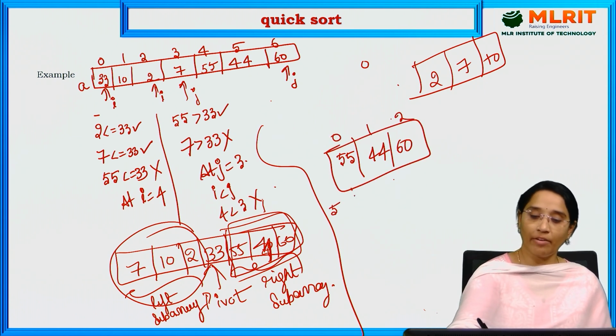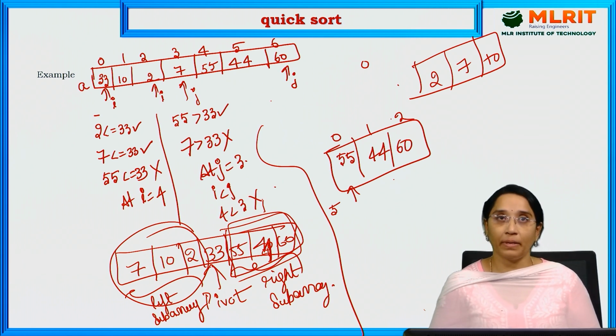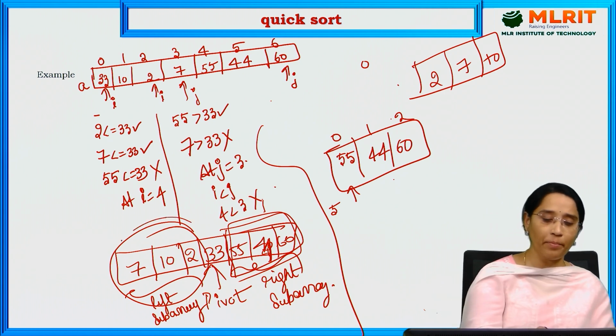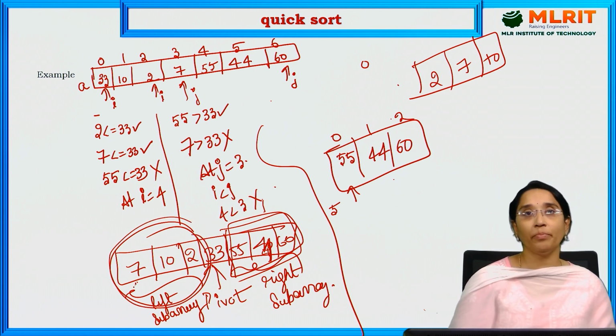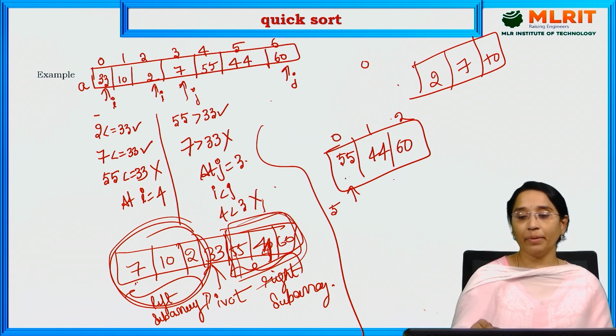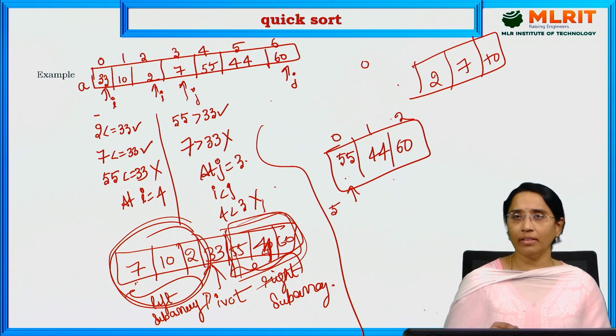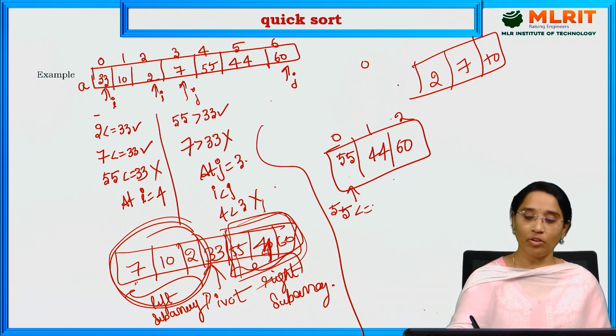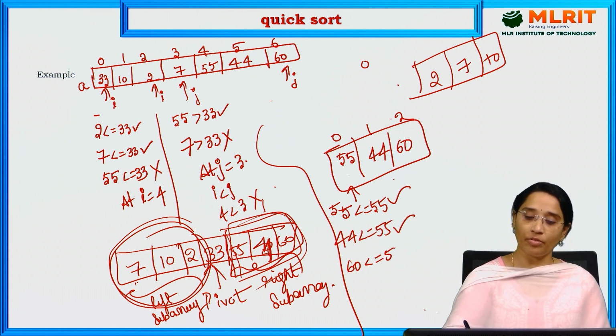So again we will consider, now this will be your pivot element. Whenever you are taking the complete array, we consider the first element as the pivot element. In the left sub array, I considered 7 as the pivot element. Now in the right sub array, I am taking 55, the first element, as the pivot element. 55 less than or equal to 55, condition true. 44 less than or equal to 55, condition true. 60 less than or equal to 55, condition false. At i equals 2.